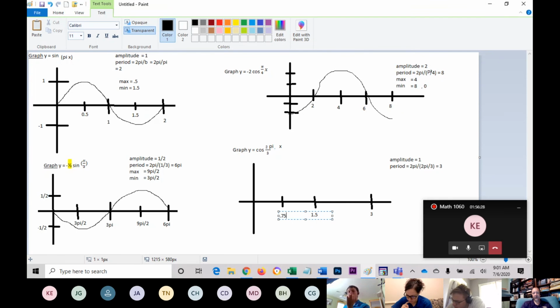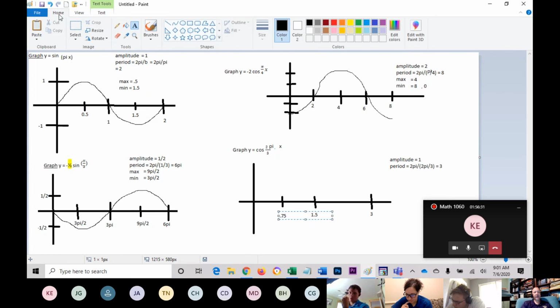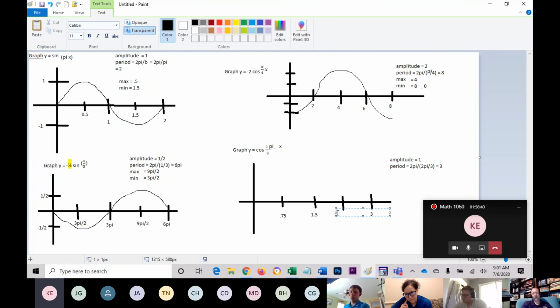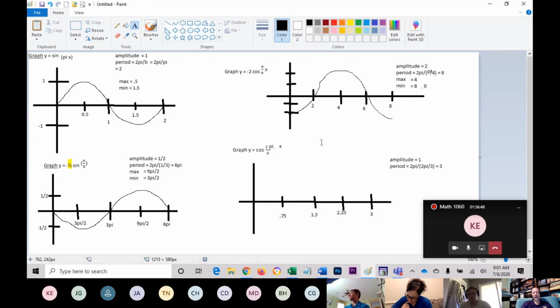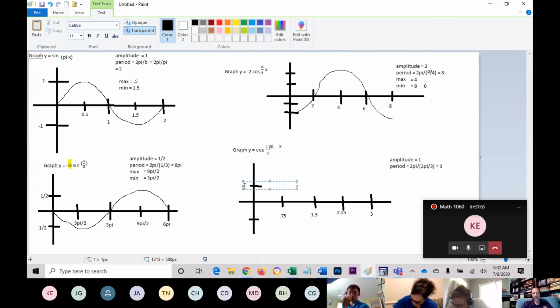0.75 or 3/4. And then what's this other point over here in the middle? 2.25. 2.25, right? Perfect. Okay, so we've got our basic thing here. Our amplitude is 1. So we probably should draw our amplitude on here. That's 1. Obviously, the X and the Y are not on the same scale. But that's okay. So this is positive 1 and negative 1.